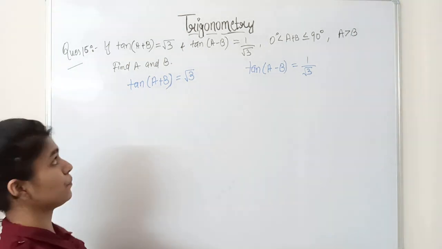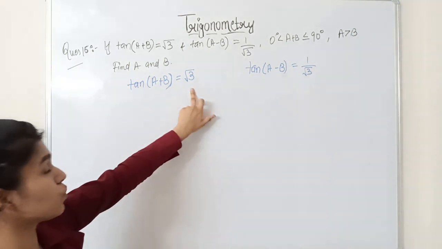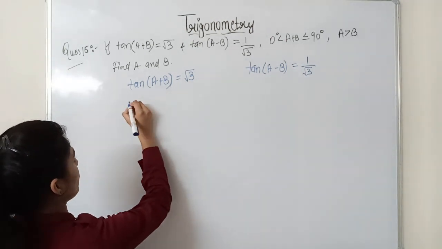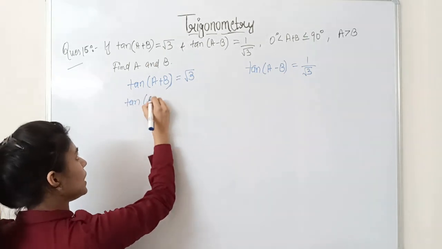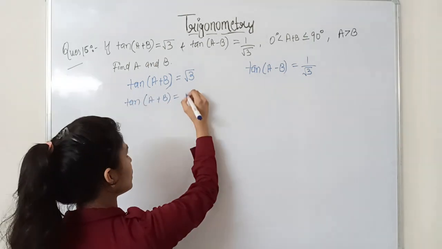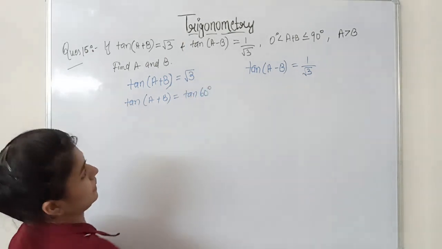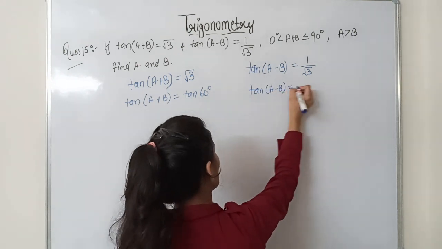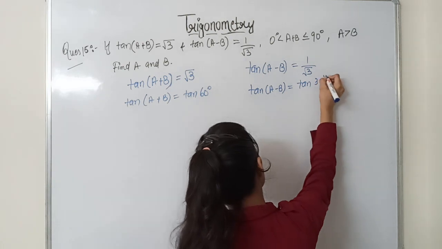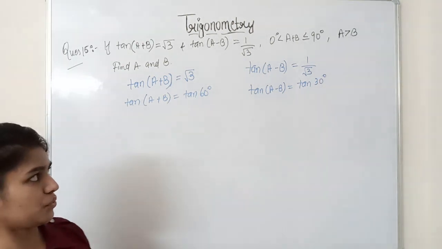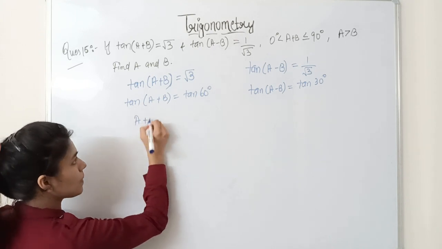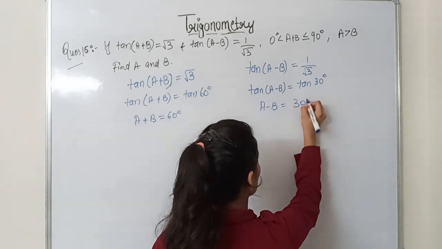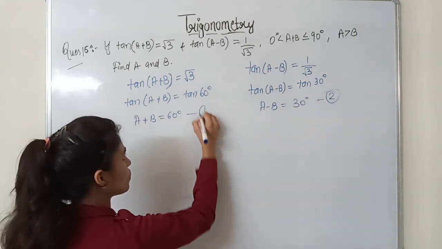At what degree of theta is tan equal to root 3? At 60 degree. Tan (a plus b) is equal to root 3 at tan 60 degree. Tan (a minus b) is equal to 1 upon root 3 when tan 30 degree is equal to 1 upon root 3. Now a plus b is equal to 60 degree. a minus b is equal to 30 degree. This is equation 2 and this is equation 1.